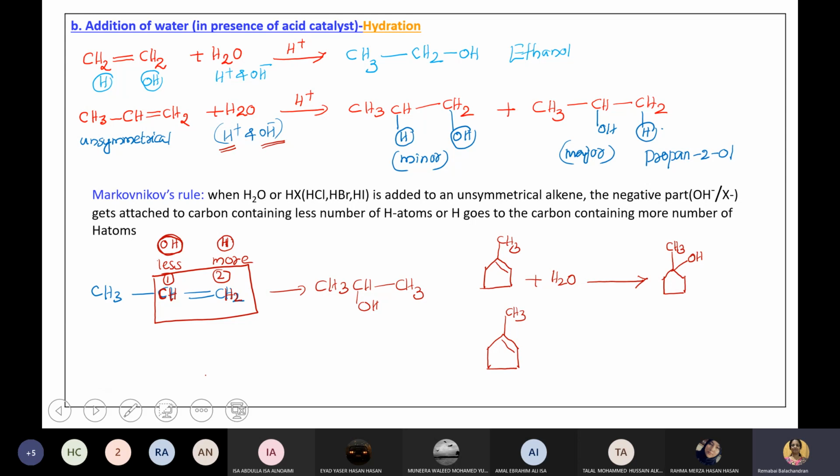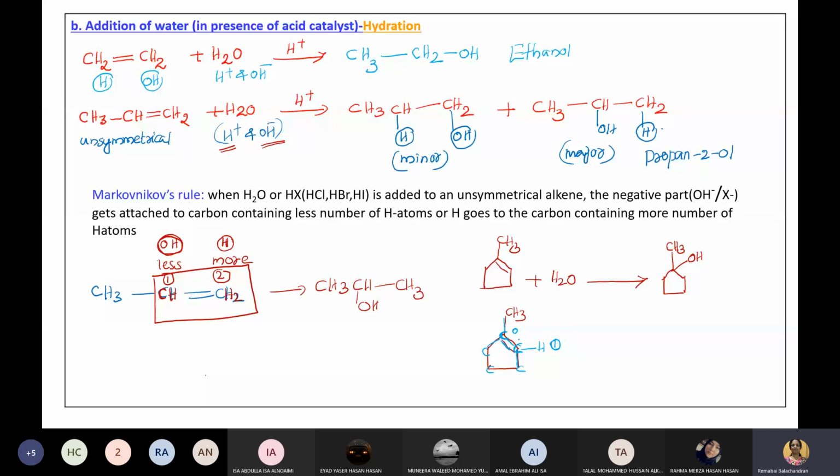Okay. Each one is a carbon, right? Each junction is a carbon. This carbon is already linked to 1, 2, 3, 4, correct? So there is no hydrogen on this carbon, 0 hydrogen. Whereas this carbon is linked to 1, 2, 3. So how many H are there? There is one H.